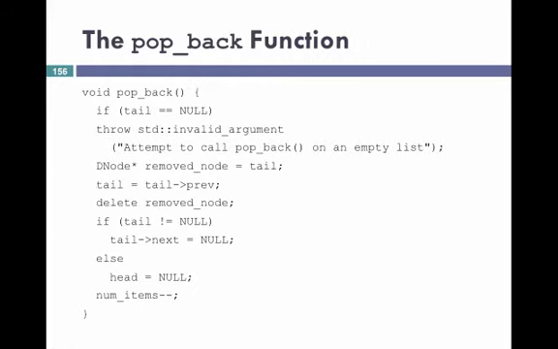The popback function removes the last element of the list. So if tail is null, then that's an invalid argument. Otherwise, we set the removed node equal to tail. We modify tail to point to tail arrow previous. Now we can delete that removed node. And if the tail's not null, okay, that means the list isn't empty, then tail arrow next is set equal to null. It's the last item in the list. There's nothing to point to now. Otherwise, head is set equal to null. And we decrement the number of items.